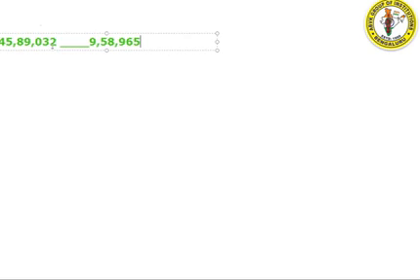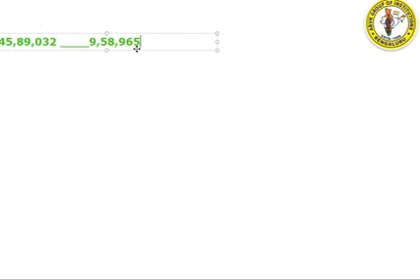digits. How many digits are there? 1, 2, 3, 4, 5, 6, 7. Here is a 7-digit number. And here if you take 1, 2, 3, 4, 5, 6, so this is a 6-digit number. Here is a 7-digit number and here is a 6-digit number. So which will have more digits? That is the bigger number.